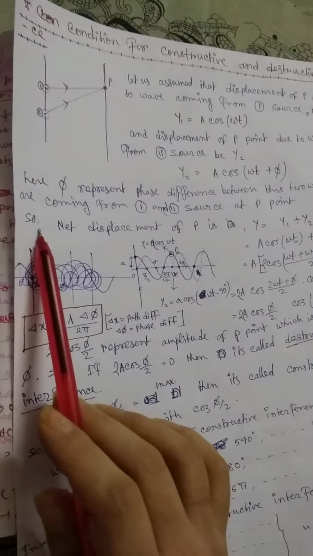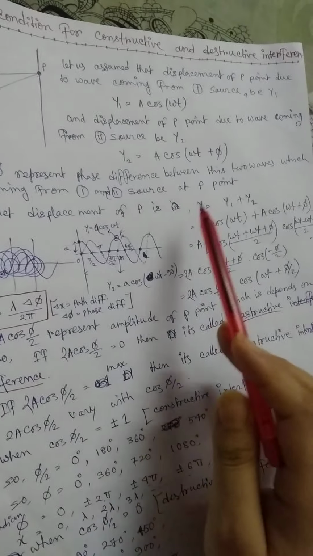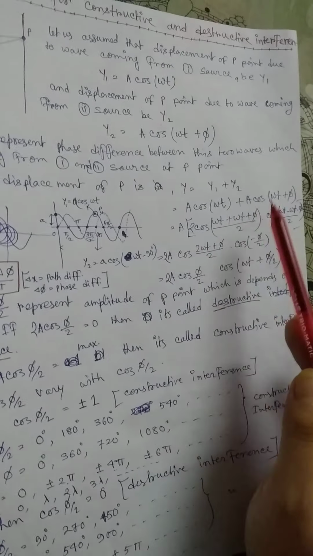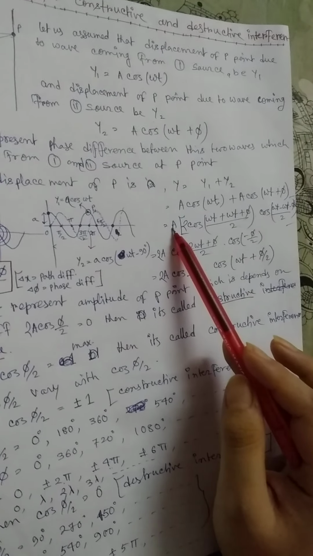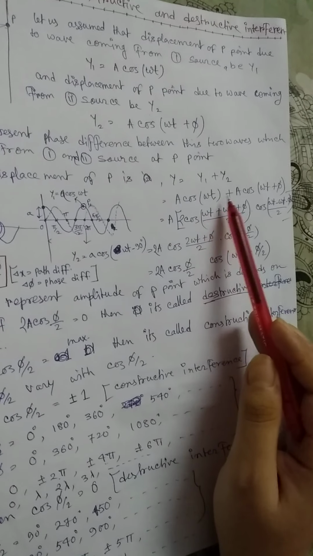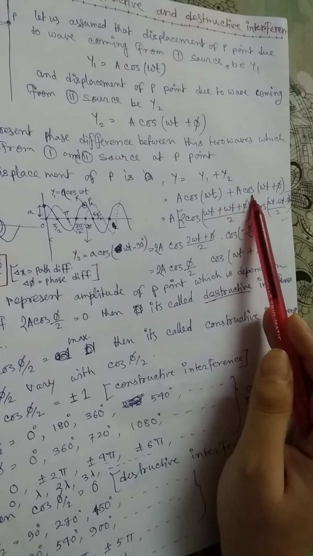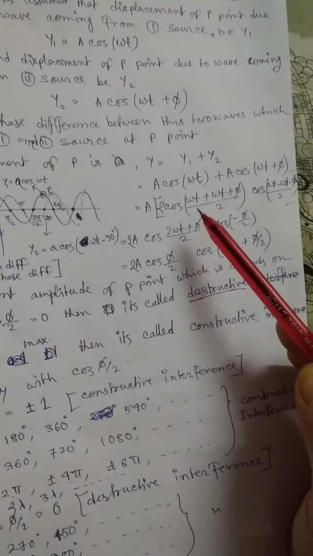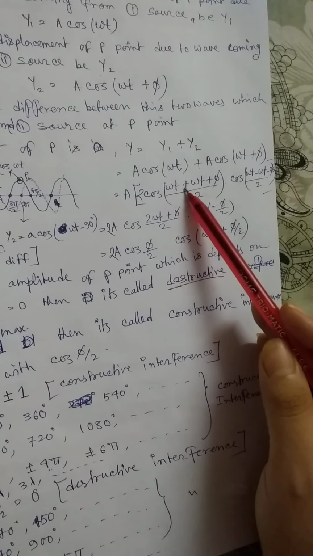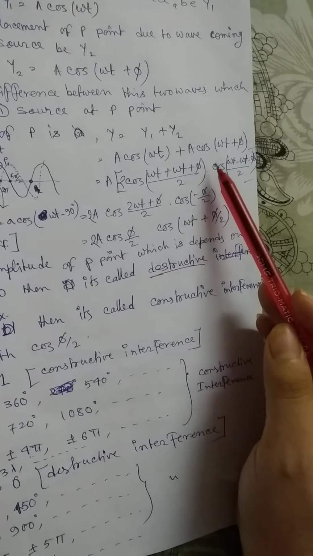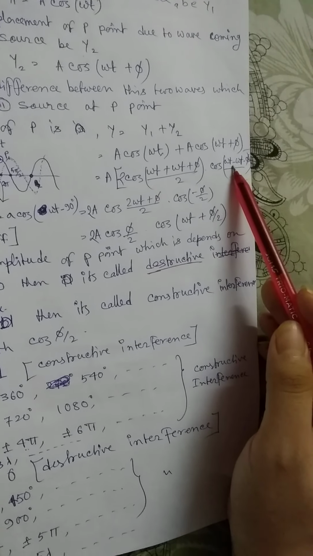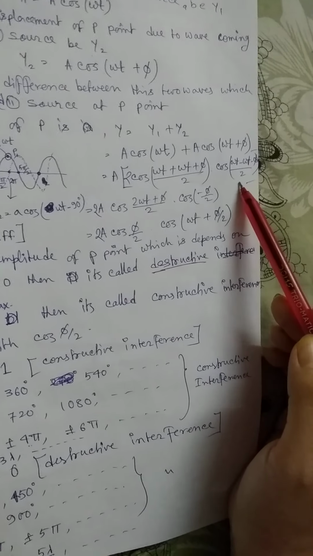So just look at here, the net displacement of P is y equals y1 plus y2. So this is the value of y1 and this is the value of y2. If we take A common, then cos A plus cos B, or we can say cos theta 1 plus cos theta 2 equals 2 into cos of (theta 1 plus theta 2) by 2, that means (omega t plus phi) by 2, into cos of (theta 1 minus theta 2) by 2, that means (omega t minus phi) by 2.